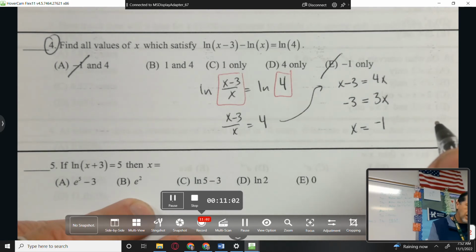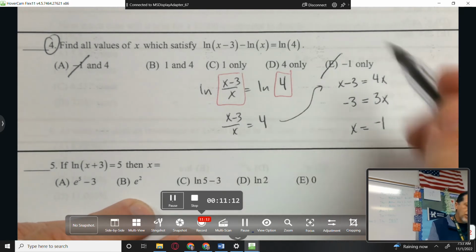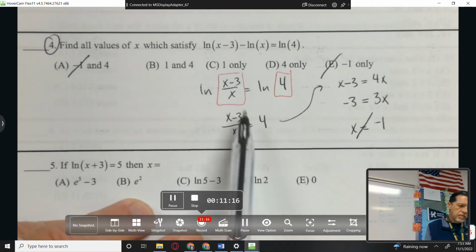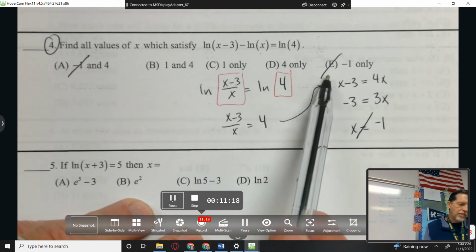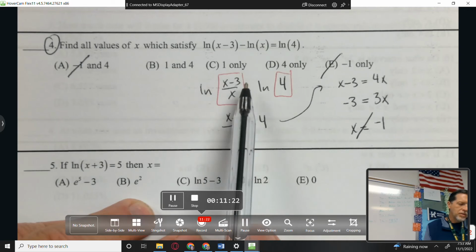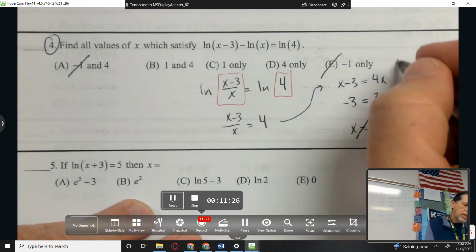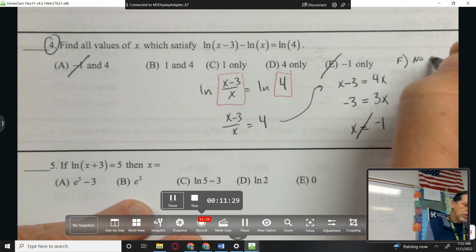So what did I do wrong on this problem? Because those answer choices aren't matching up. I can't use negative 1, so that's out. I think this one doesn't have a good answer choice, because it should be not possible. Answer choice F, no solutions.